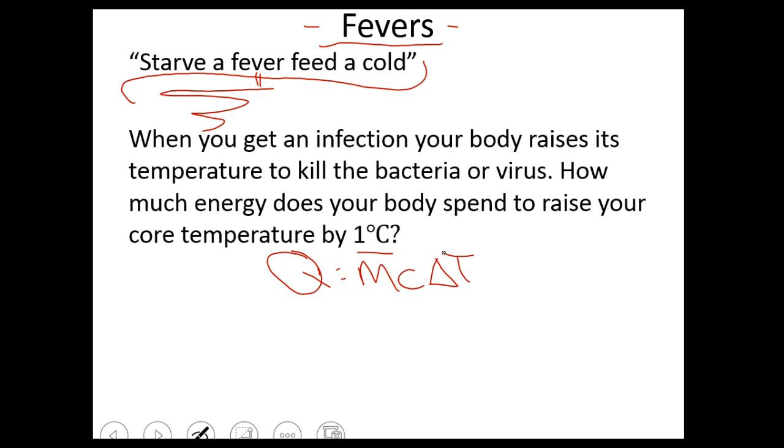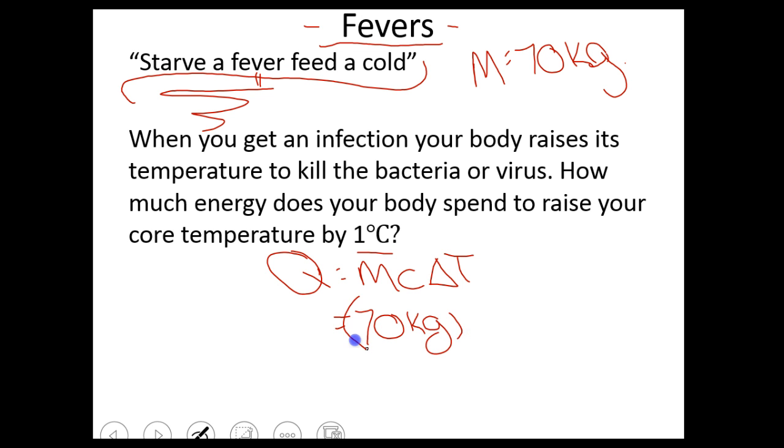And if you want to take a second to go ahead and solve this out, let's assume that your mass is 70 kilograms. And you can pause the video and go ahead and look up your specific heat and figure out the problem. I'm going to go ahead and solve it out. So we're going to say this person is 70 kilograms. That's my standard go-to for a person. The specific heat of a mammal is 3,400. And we're looking at raising your temperature, your delta T, by 1 degree Celsius.